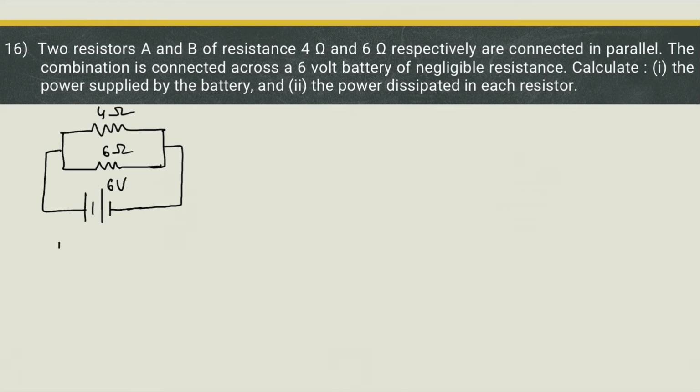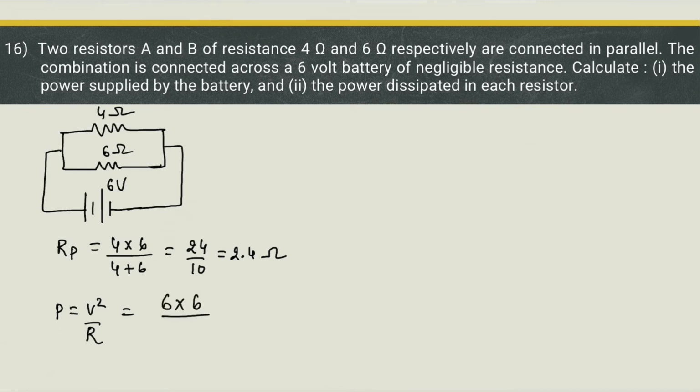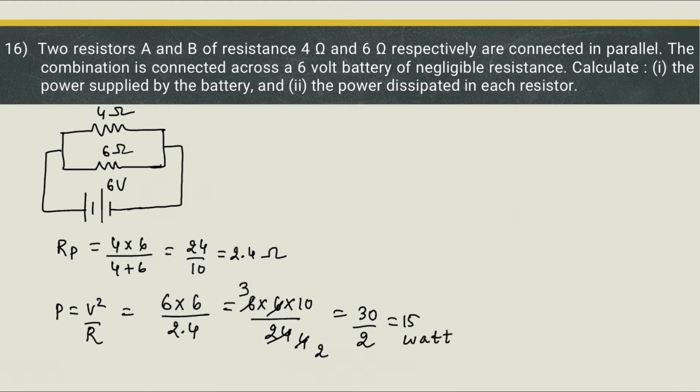So let us first find out RP, that is R1 into R2 upon R1 plus R2, 24 upon 10, 2.4 ohm. Once we know the resistance, we can use the formula P is equal to V square upon R to find out the total power. Voltage of the battery is 6, so 6 into 6 upon 2.4, that is 6 into 6 into 10 upon 24, 4, 2, 3, that is 30 divided by 2, 15 watt. So 15 watt is the total power supplied by the battery.